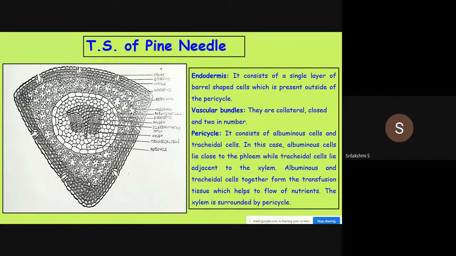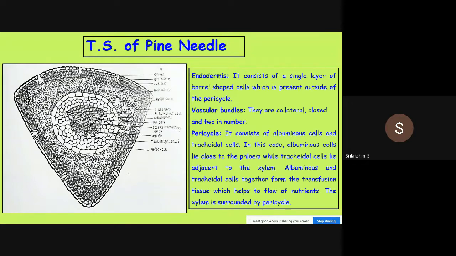Now, in case of pericycle, generally it shows different types of cells: parenchyma cells and tracheidal cells, and some of the parenchyma cells are found at the base. So it has albuminous and tracheidal cells. Some of the parenchyma cells are rich in proteins and starch, and such cells are generally referred to as albuminous cells. And there are also tracheidal cells. These albuminous cells are generally near the phloem. See, this is the phloem, what you're seeing here.